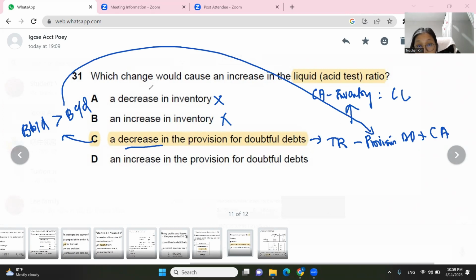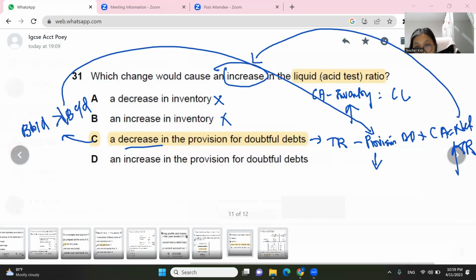So how do we make this increase? When the balance c/d decreases, it means the balance c/d is reduced compared to this one. So this reduces your provision, and your net trade receivables will increase. When this increases, your current assets will increase. Therefore, this answer should be the correct one. Okay, next, move on.